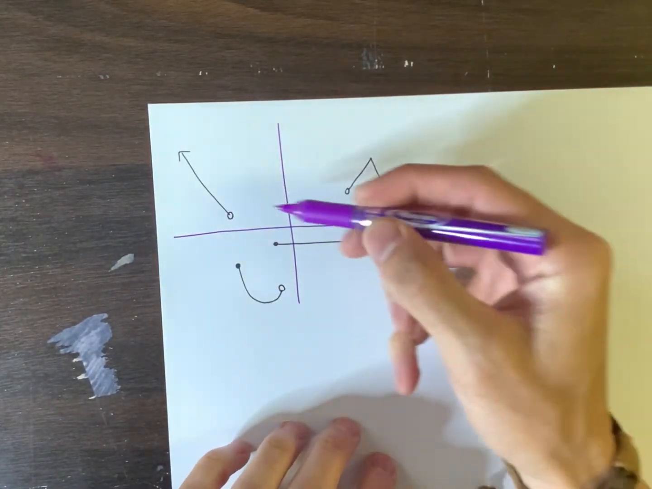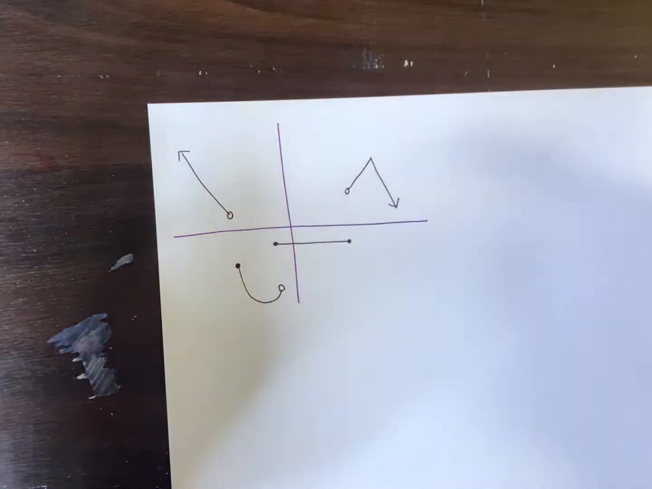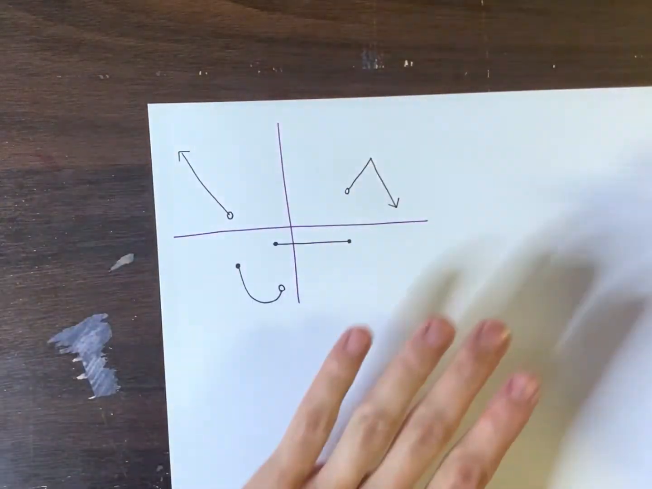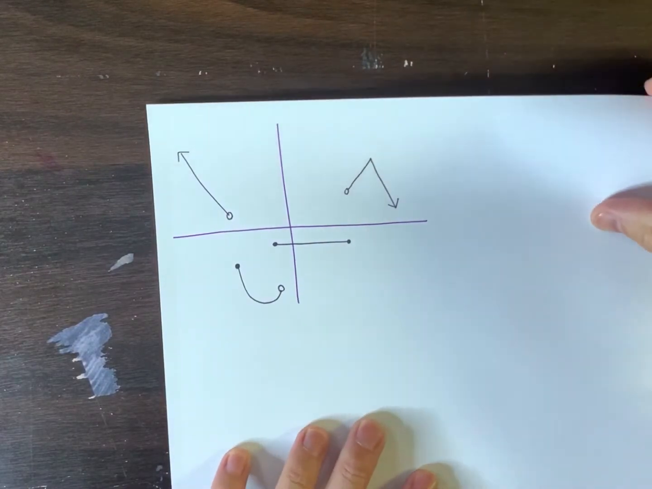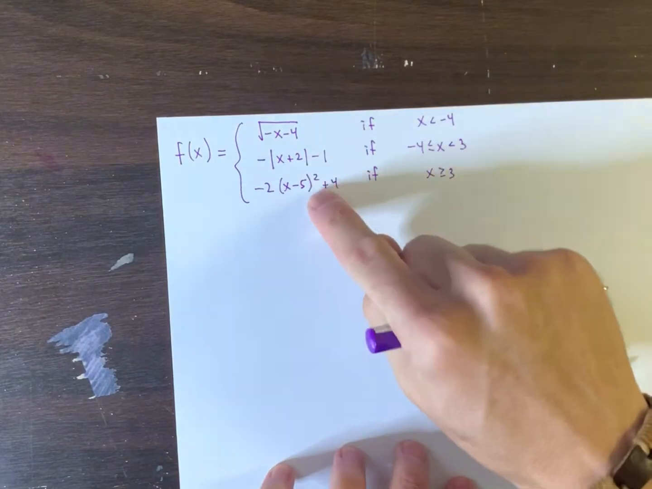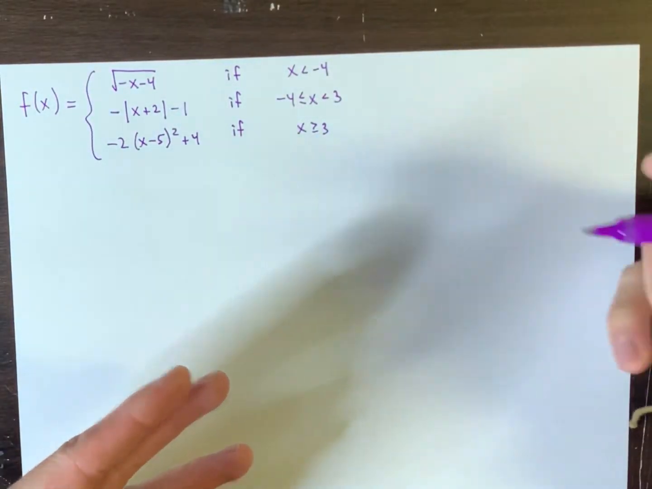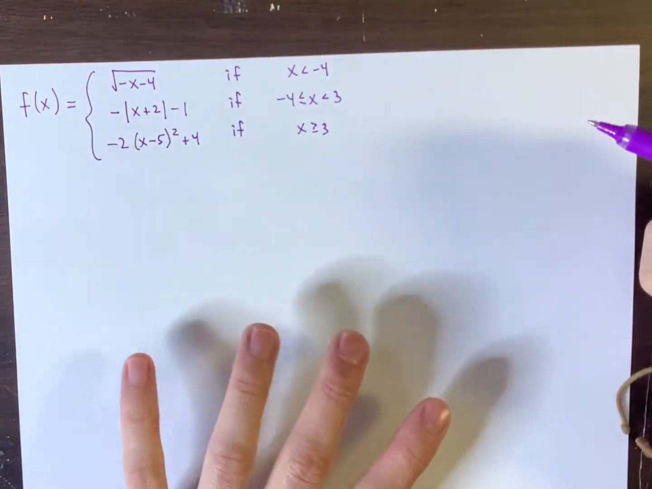We can expect to see open, closed, open, closed, open, closed circles all over the place. And there's really no rhyme or reason to this. It's just whatever happens, happens. So let's go back here. I have 3 pieces, so my eyes expect to see 3 shapes at the end of the day. Maybe some open, maybe some closed circles.